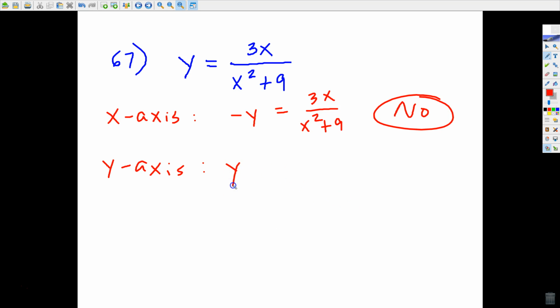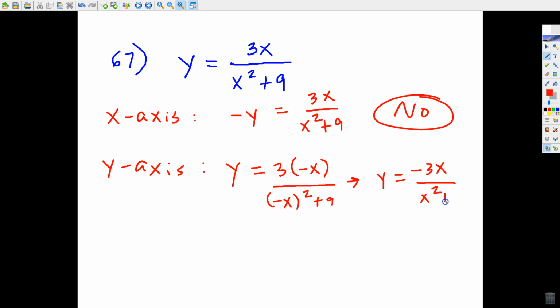Okay, so let's do that. In place of x, I'm going to do negative x and negative x again. And when I simplify, it becomes negative 3x over, this becomes positive x squared plus 9. Okay, is that the same thing? Obviously not, because in the original the numerator was positive and now it's negative. So there is no y-axis symmetry.